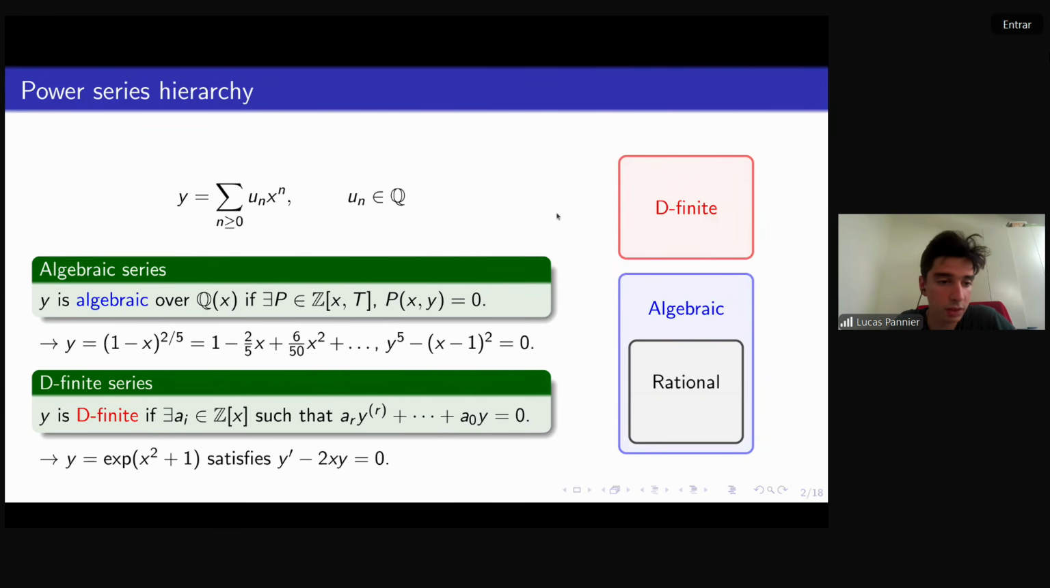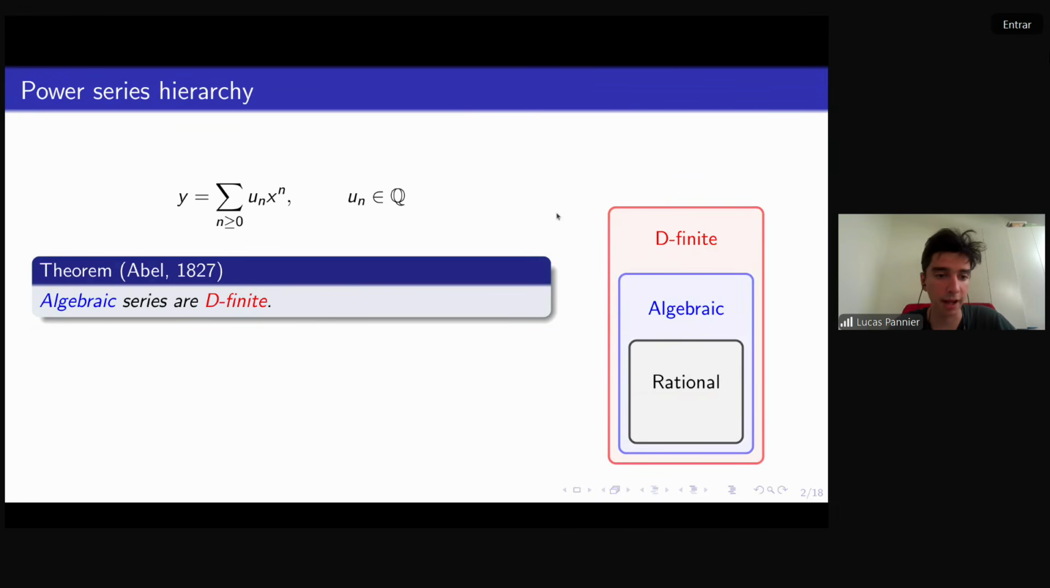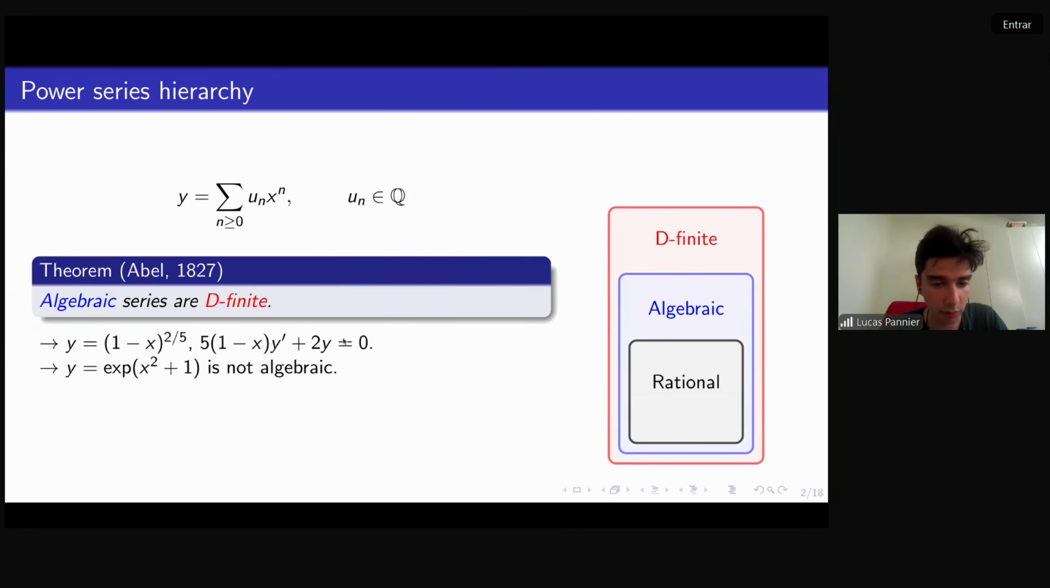And so these two properties are actually linked by Abel's theorem, which dates back almost 200 years, and which states that all algebraic series are D-finite. However, coming back to my two examples, we see that these algebraic series satisfy a first order differential equation. However, it is not true that the converse holds, because this D-finite power series is not algebraic, as can be proved, for instance, by Eisenstein's theorem that was stated earlier.